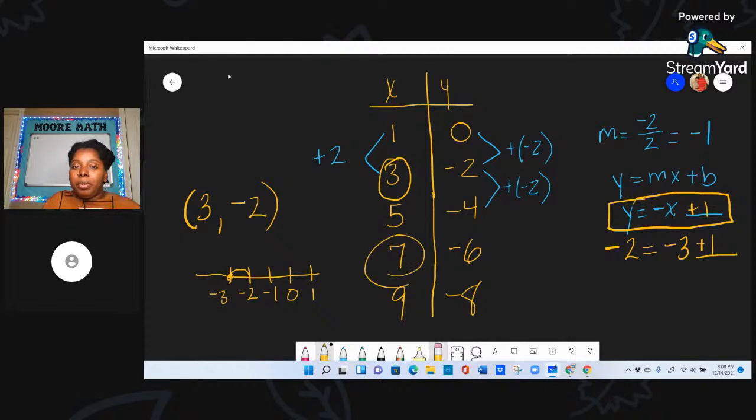Let's pick another number like 7. This says that when I input 7, out comes -6. So let's see. I'm going to do -7 plus 1. 7 minus 1? 6. And there are more negatives than positives, so it is -6. So you see how that works? Yeah. Good.